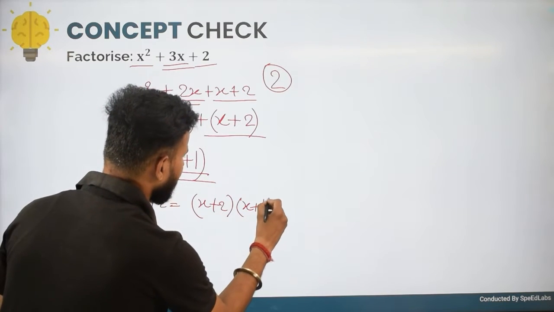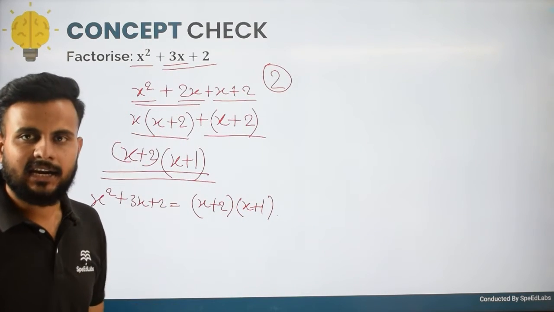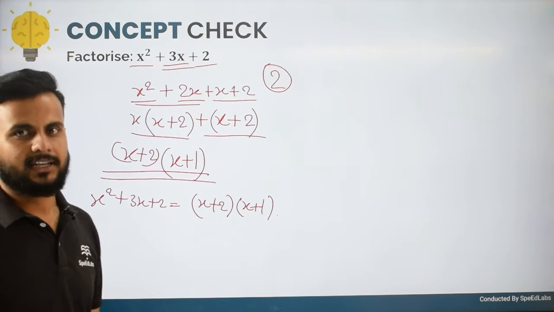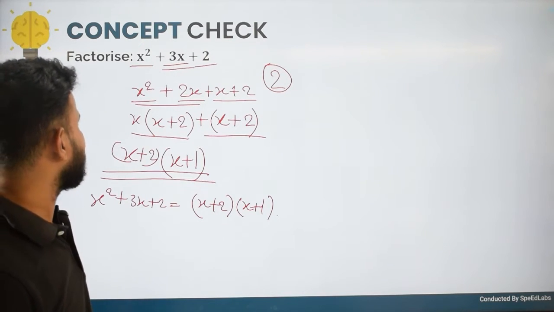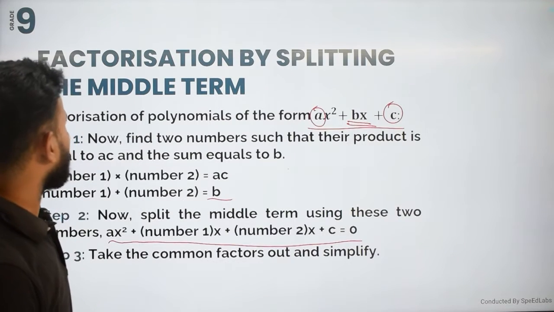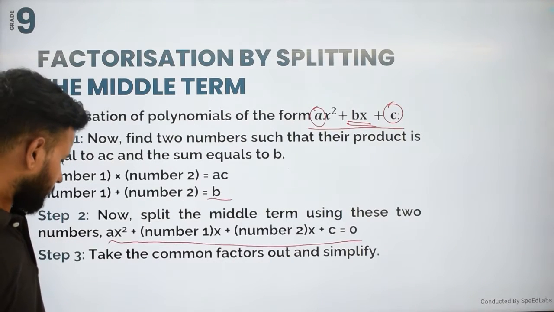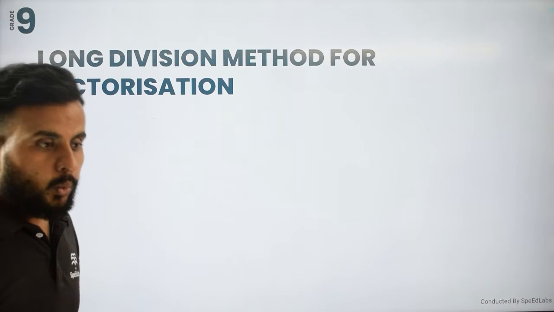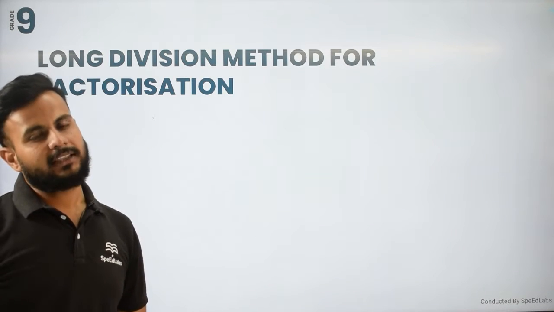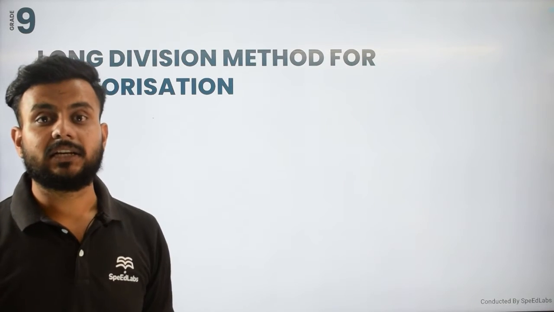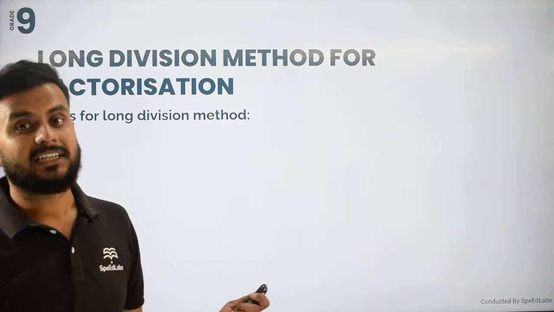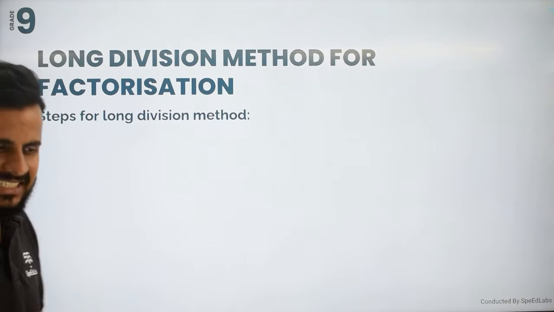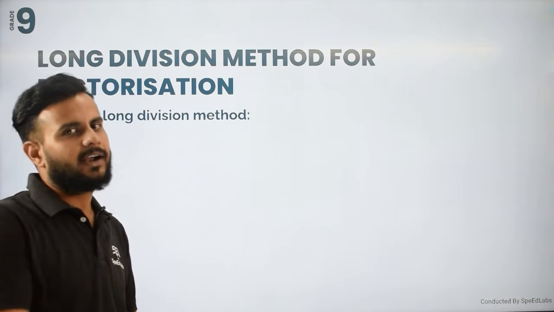Okay, so this is how I can represent the following polynomial. So this is how we can do the factorization. Now let's move ahead and see another thing. Here you can see we have another method to find the factorization, and that method is known as the long division method. In the long division method, we just divide two polynomials and find our answer.